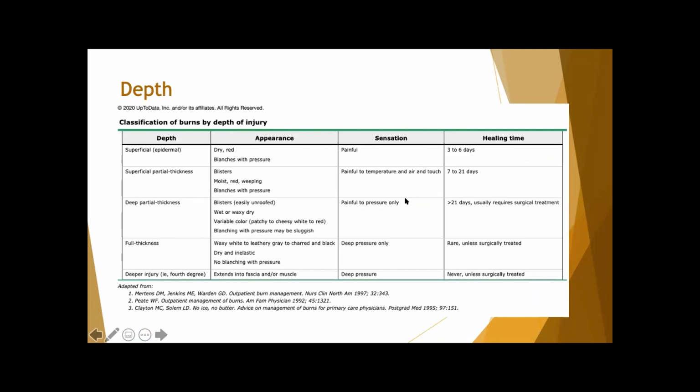But the important things, I guess, here to note are the sensation, the fact that epidermal is quite painful. And then as you go deeper and deeper, they become less painful as you've burnt away the nerve endings. And then healing time is also important. As mentioned in the definition, they tend to follow a pretty predictable path to healing. And this is what it means by this. Usually at certain depths, you get certain time frames of healing.